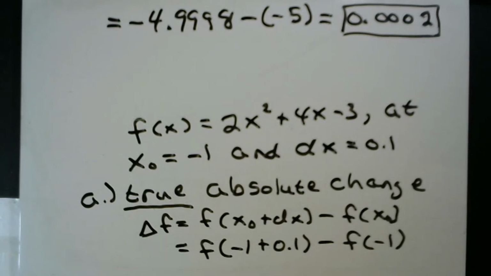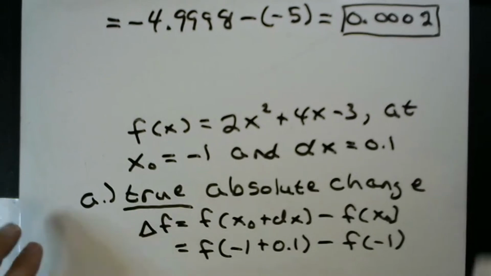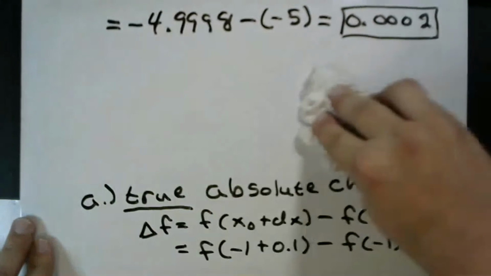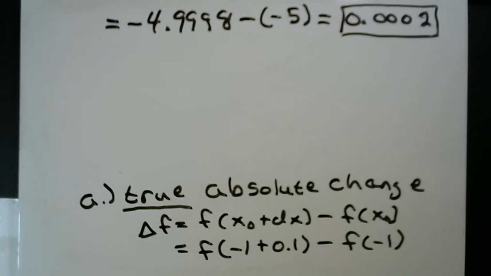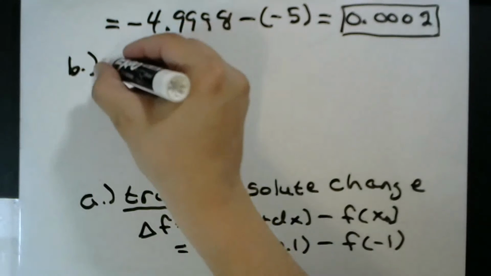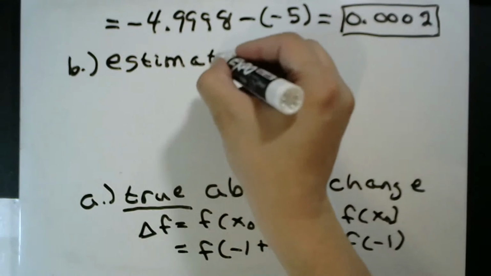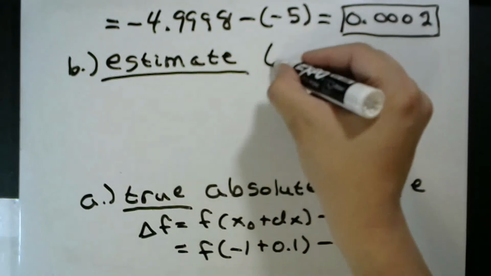So now we're going to do the estimated absolute change. So we found the true change. And again, we want to see if our shortcut, if you will, our estimate, is going to be all right. So the estimate.